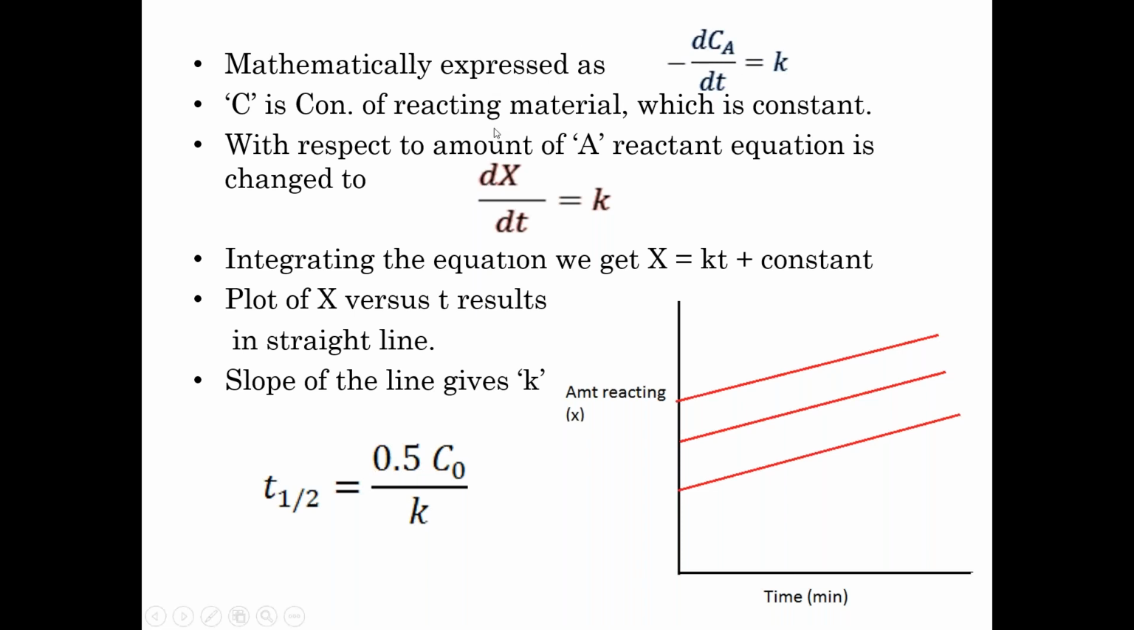However, I can calculate the concentration of the reacting material, which is constant, that is the initial amount. So I can also represent it with respect to the amount of A. The reactant equation can be changed to dx by dt. X indicates the amount reacting.